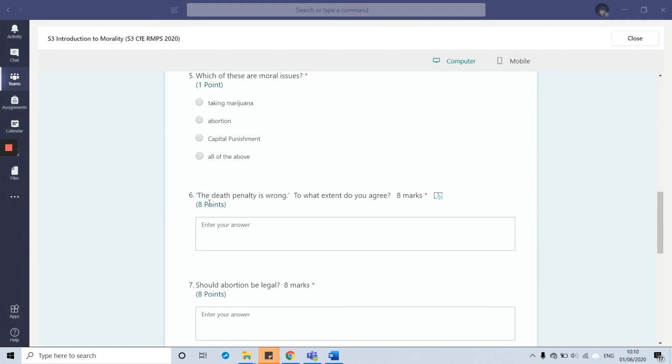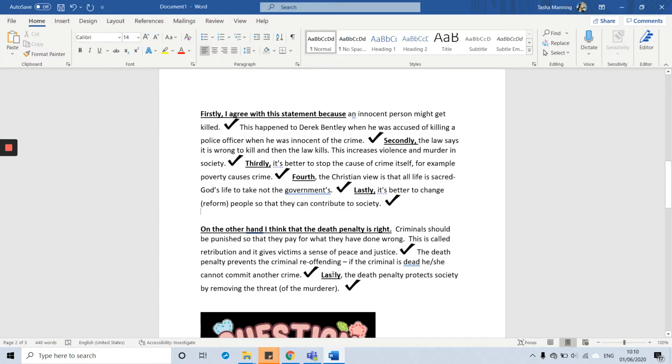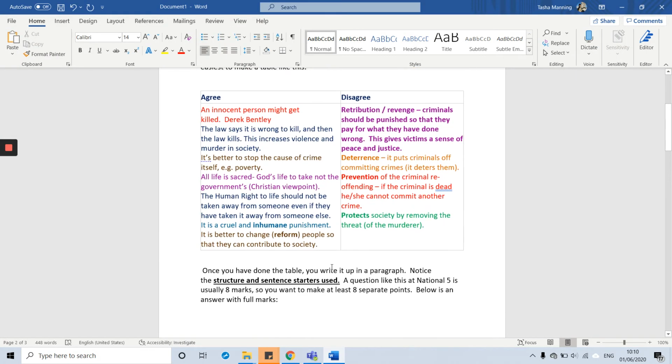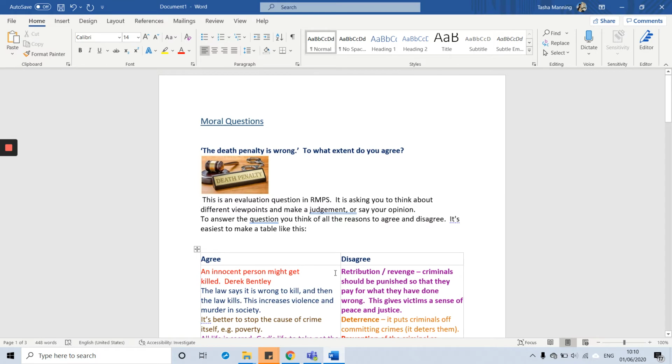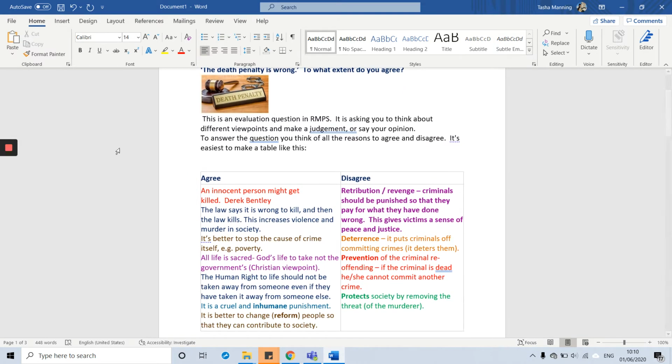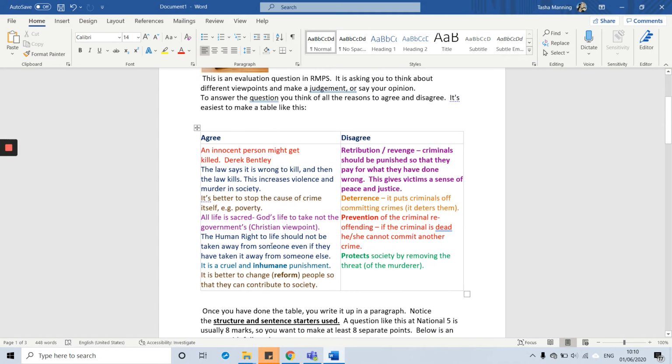The first question is, the death penalty is wrong. To what extent do you agree? And I have shown you this answer in our lessons last week. I've explained that this type of question is an evaluation question, which asks you to make a judgment or an opinion. The first thing you do is you write a table, all the reasons to agree with the statement and all the reasons to disagree with the statement.